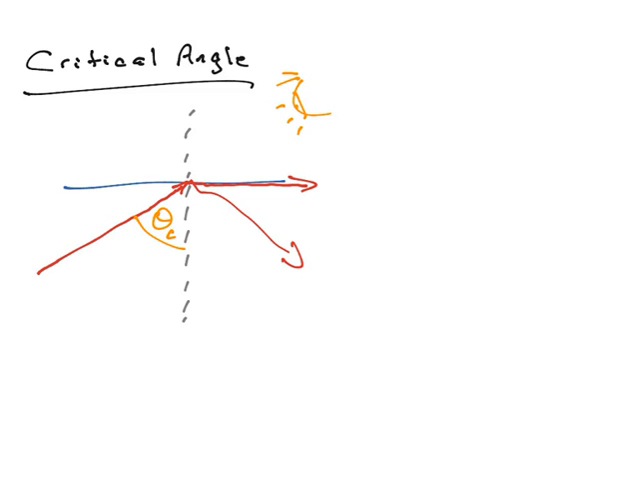This can't happen the other way. If you're in the air and you shine light towards the water, it will always go into the water. But if you're in the water and you try to shine the light into the air, there are some angles where it won't leave. Now, if you shine it at less than a critical angle, it'll leave. But the critical angle is that very special value where it doesn't leave and it doesn't reflect, it just skims the surface perfectly.